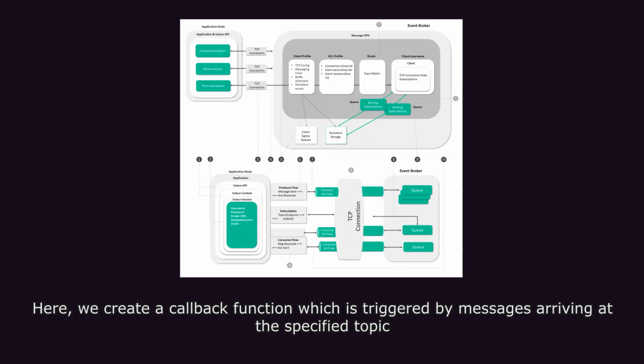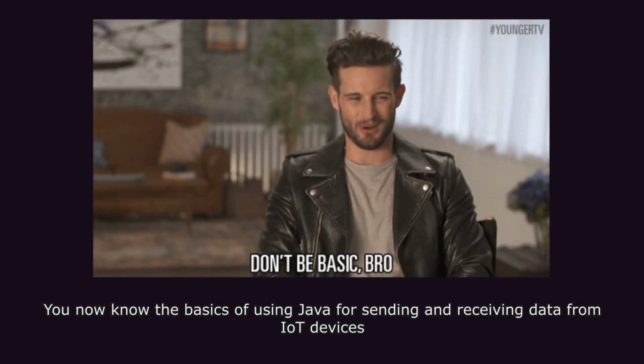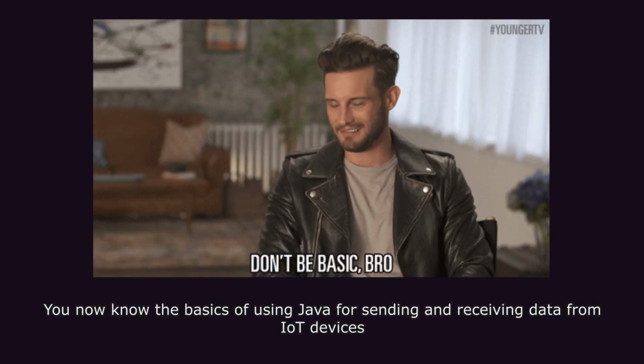Here we create a callback function, which is triggered by messages arriving at the specified topic. The message method is called and prints the received message to the console. There you have it. You now know the basics of using Java for sending and receiving data from IoT devices.